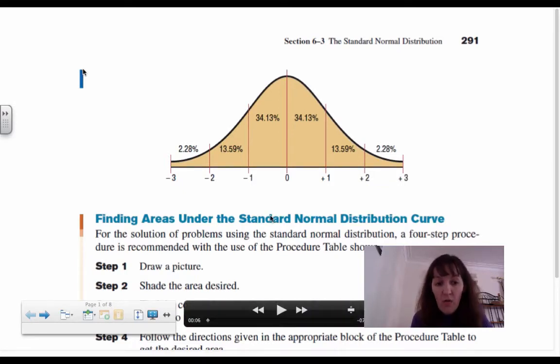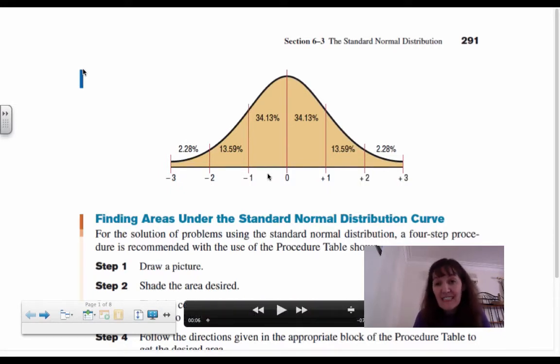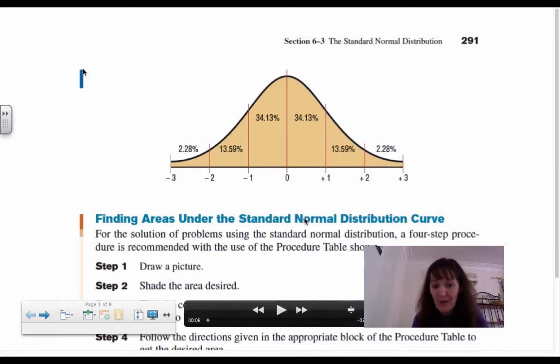There will be no practice problems. There's examples that you have to do, but there are no practice problems. And there's actually 7 different possibilities for finding probabilities using z-scores, so we have to go through all 7. So let's look at the first one. The first one's an easy one. I have to wait for it to get to that point.